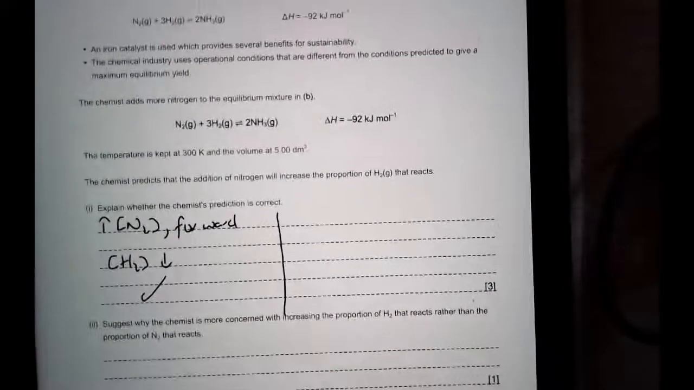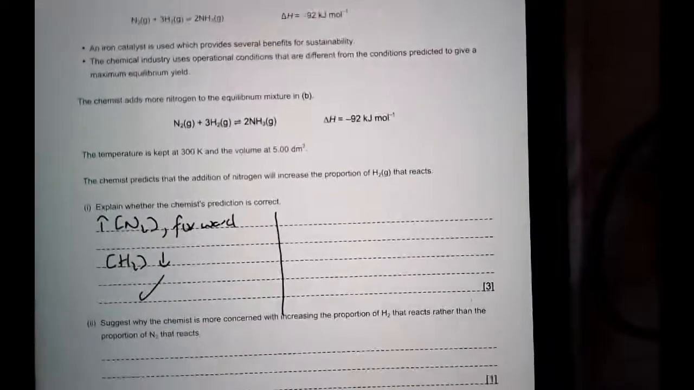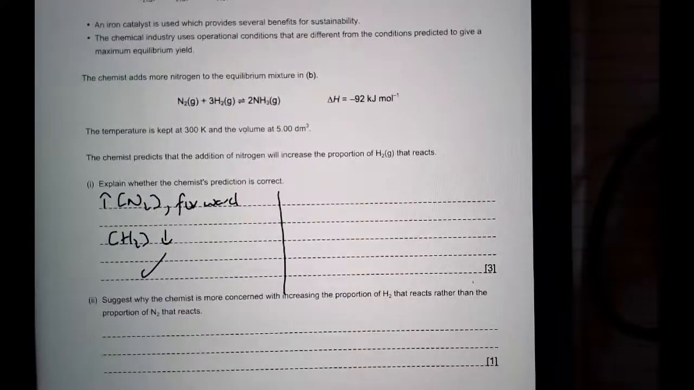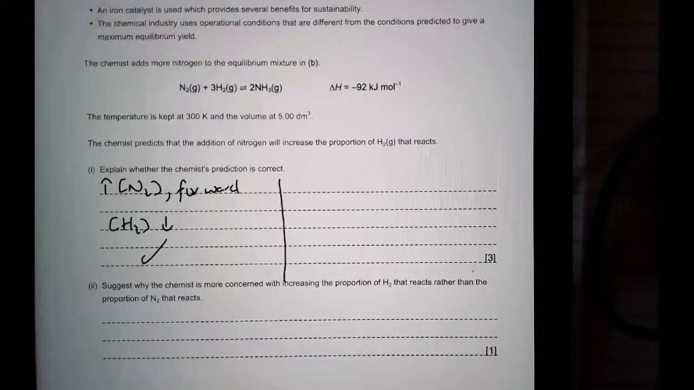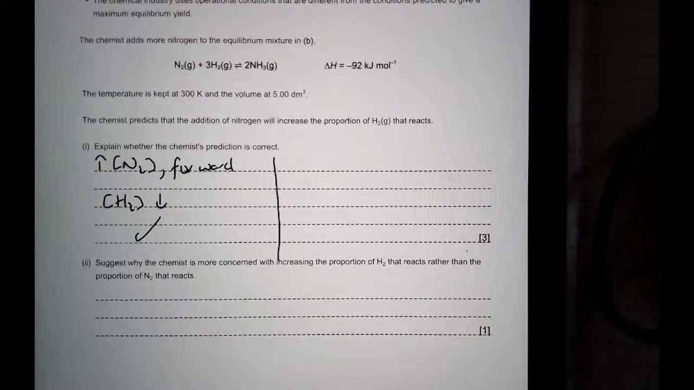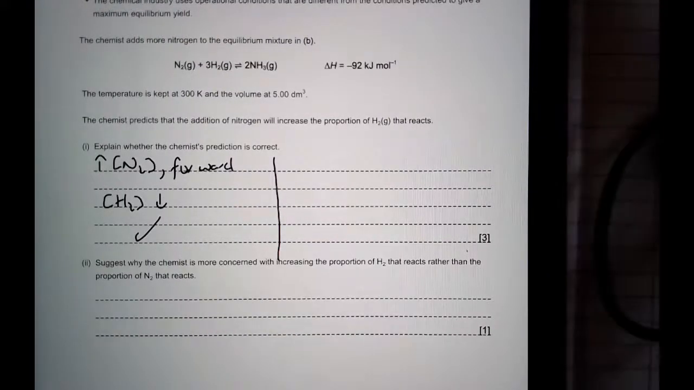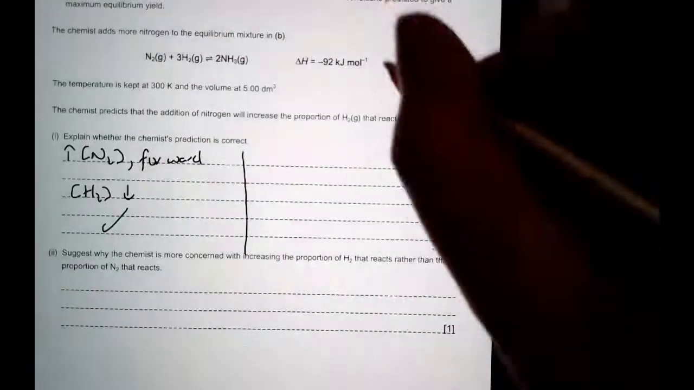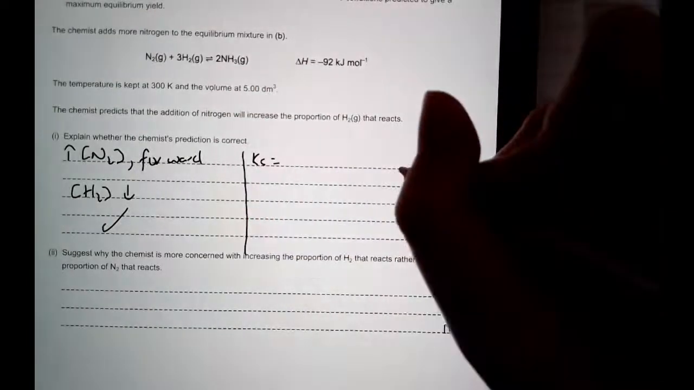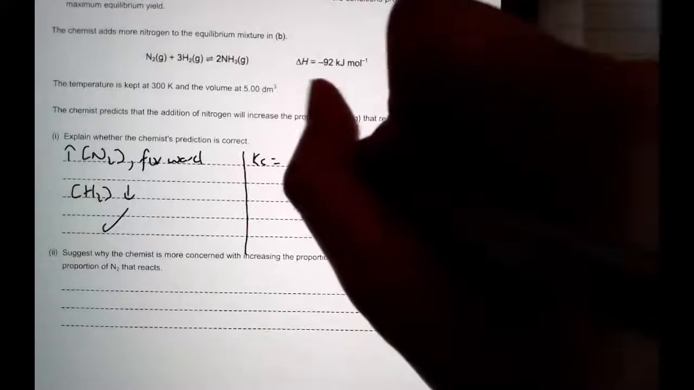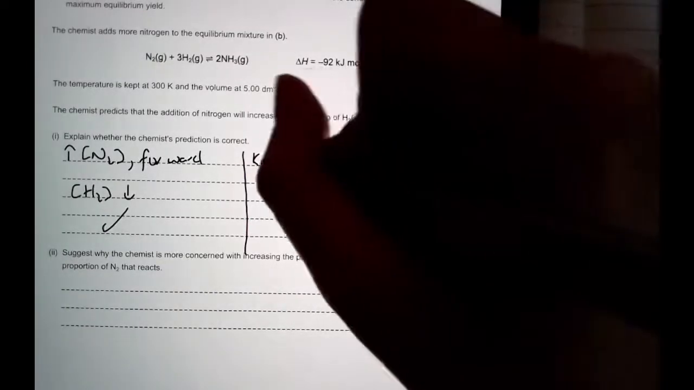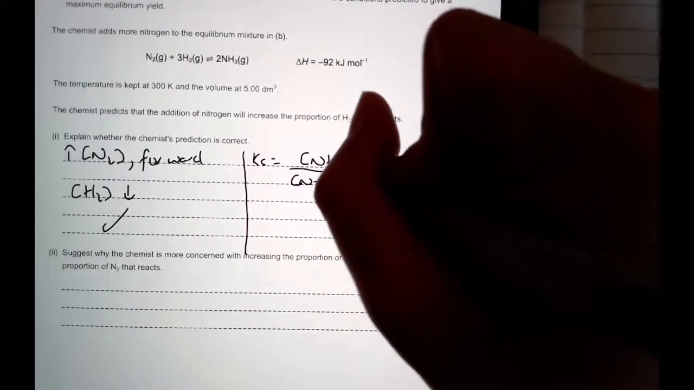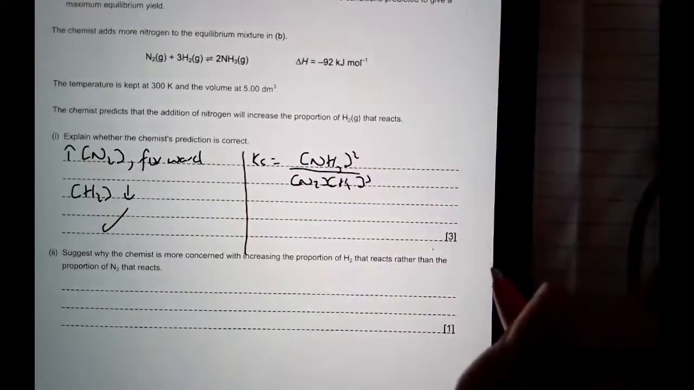In terms of which you should talk about, Kc or Kp, it doesn't matter, okay, because they haven't given you any values. It is a reaction where everything's present as a gas, so you could calculate either, depending on whether they gave you concentrations or partial pressures. But what I'm going to start off with is, I'm just going to say Kc. I'm going to write myself an expression for Kc, okay, so it's going to be NH3 squared on the top, and it's going to be N2 and H2 cubed on the bottom, okay?